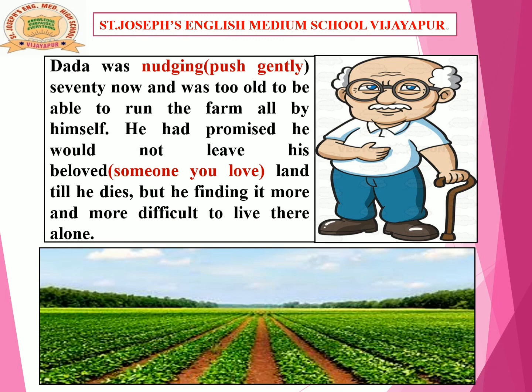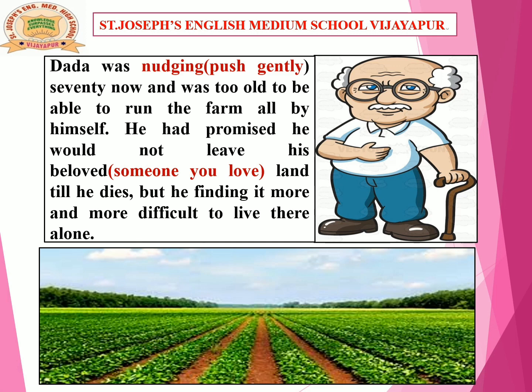Dada was nudging, that is pushed gently, 70 now and was too old to be able to run the farm all by himself. He had promised he would not leave his beloved, that is someone you love, land till he dies, but he finds it more and more difficult to live there alone.